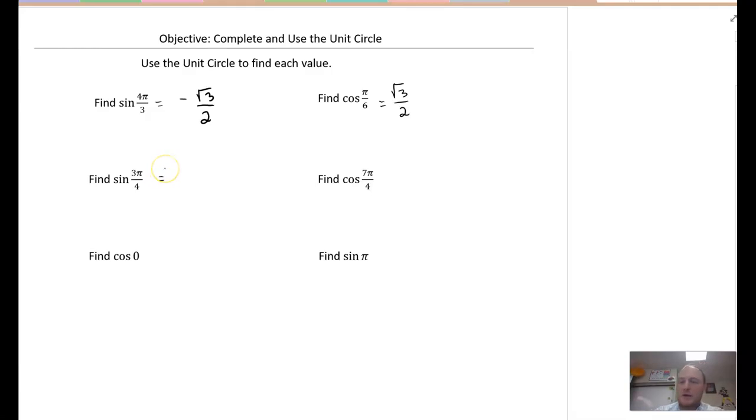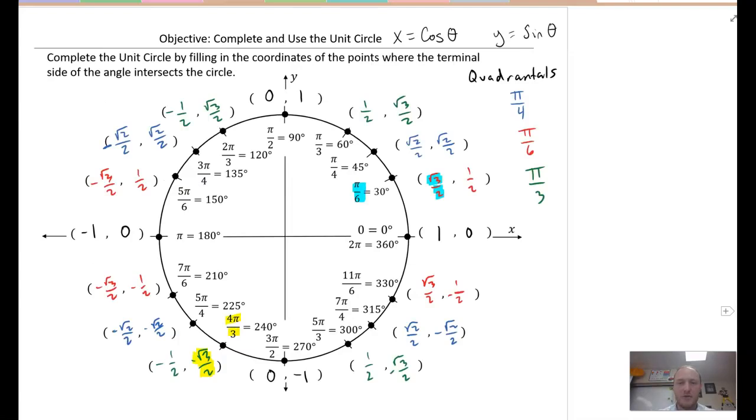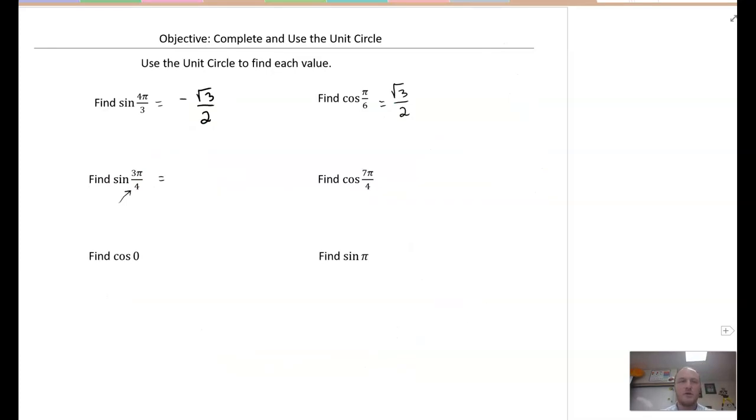What is sine of 3 pi over 4? A trick you can notice is to look at the denominator. The denominator here is a 4, so I know that this is a 45-degree angle. So I can go back to my unit circle. 3 pi over 4 is right here, and they want sine of 3 pi over 4. That's my y value, and my y value is positive root 2 over 2. So I put root 2 over 2.